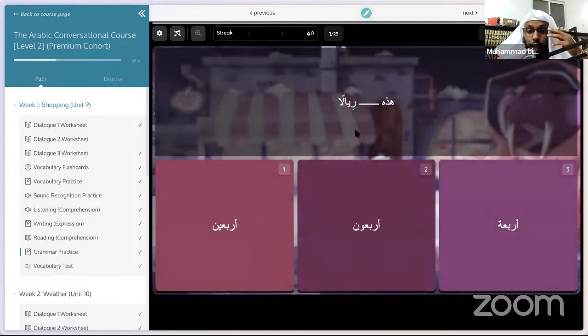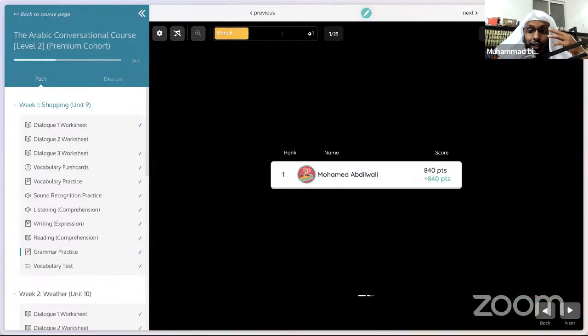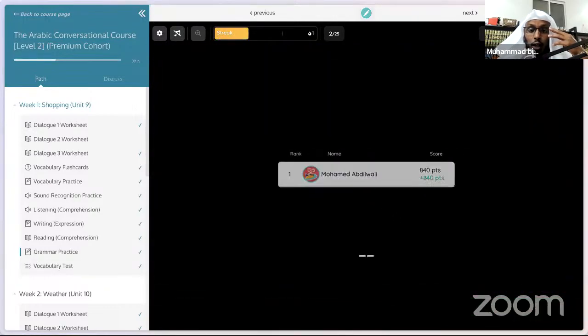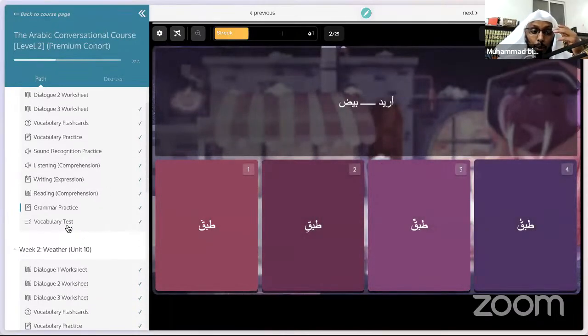So for example, it says here, هذه is it 40 ريالا or 4 ريالا, okay? So 40, okay? And then it's going to show you where you are on the leaderboard, basically, okay? So these are grammar exercises. Again, something very popular with the students.